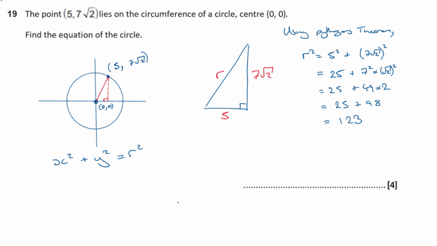Now, I don't need to square root now to find r, because remember the form of the equation is x squared plus y squared equals r squared, and that's what I found. So there's no need for me to then square root this to find r, because actually what I was looking to do was find r squared so I can complete my equation. So there's no need to do any further work. I'm just going to write down the equation now. x squared plus y squared equals r squared, which is 123. There we go, job done.